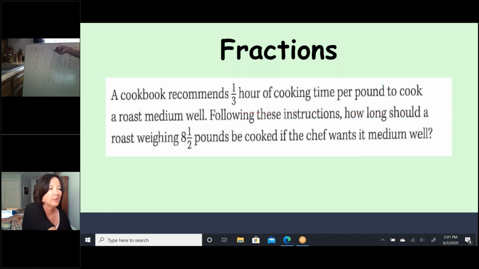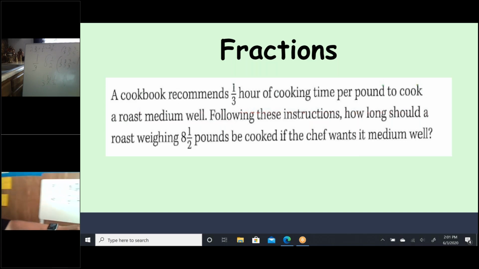But then would I multiply that to make it a whole number? No. So we had 2 and 2/3. We need to turn 2/3 into sixths. So 3 times what equals 6? 3 times 2.